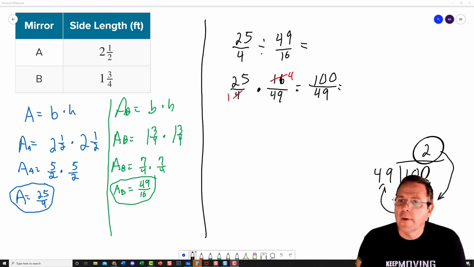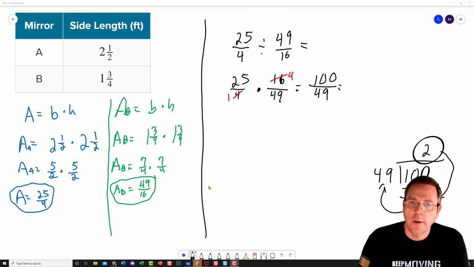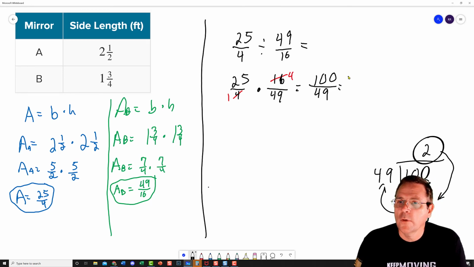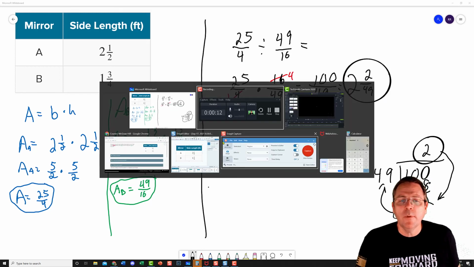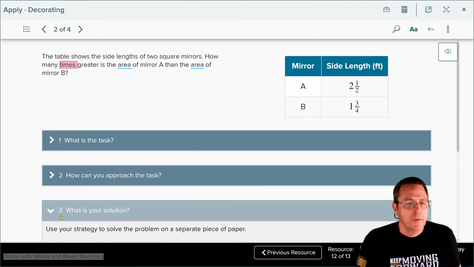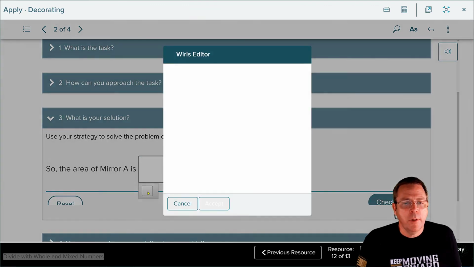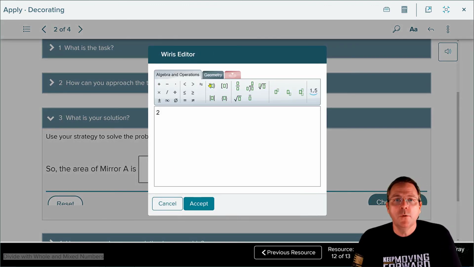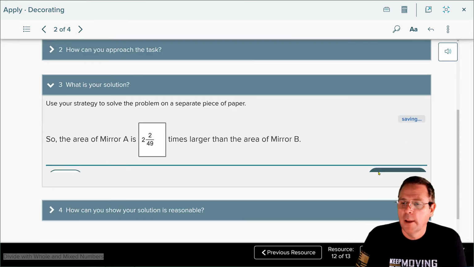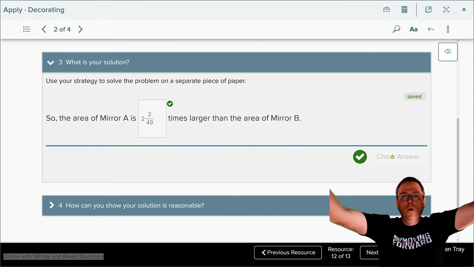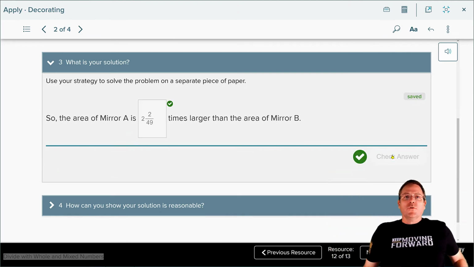Alright, so let's plug in my final answer up over here. 2 and 2 over 49. That seems like a kind of oddball answer, but maybe we're going to be right. Let's find out. So we're going to come over here and we'll plug it in. 2 and 2 over 49, accept, and check. Woohoo! My oddball answer is correct.